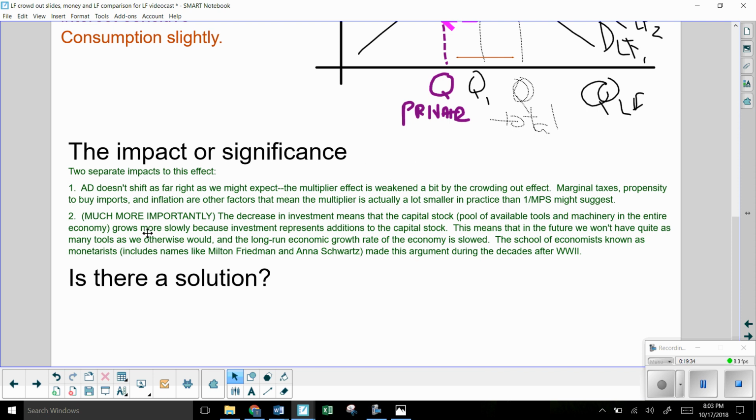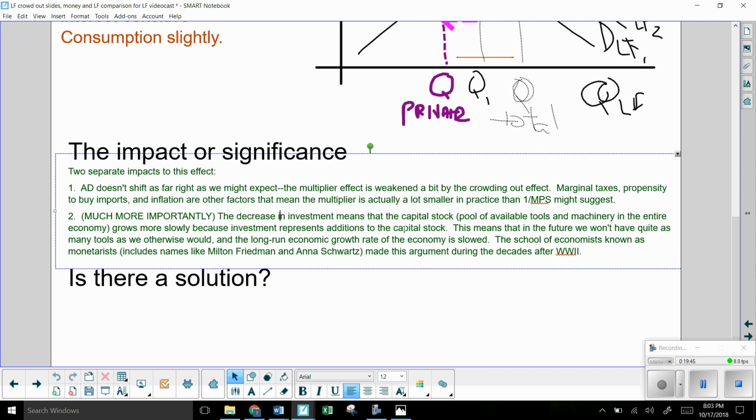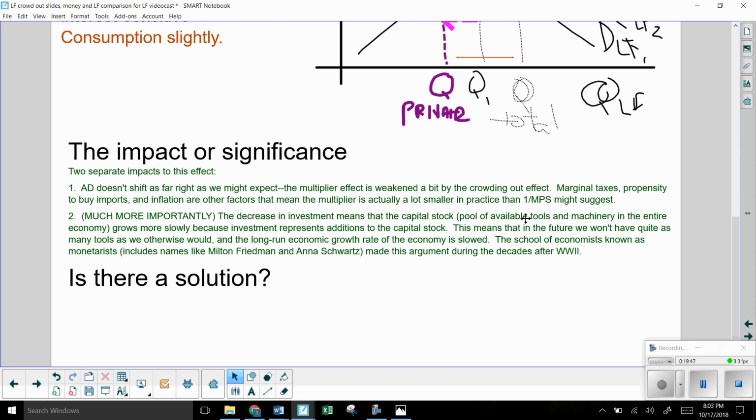Here's the reason that they really test you over this. You've got to think a little bit about what investment means. Investment is businesses buying new tools that they add to something we call the capital stock. What is that? That's the pool of available tools and machinery in the entire economy. I might call it the national tool shed sometimes in class. So we don't add as many new tools to the tool shed. So the number of tools in the tool shed grows a little bit more slowly than it otherwise would.